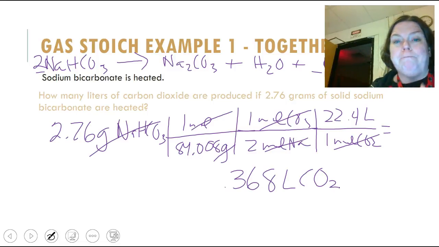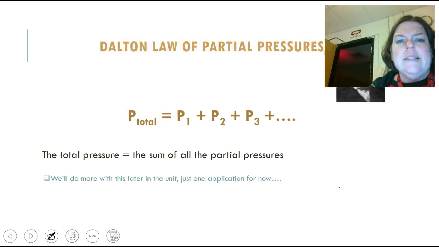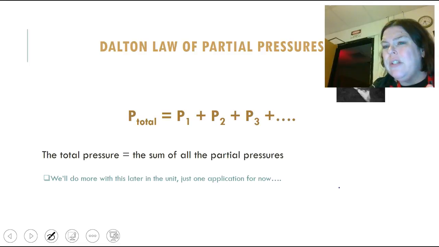Not too bad, right? Now we're going to introduce a little problem here, because remember, anytime we bubble things over water, we've got to start thinking about partial pressures. Bubbling things over water gives enough energy to the water molecules for them to become vaporized. So we're going to be doing some of that and making sure we account for it.